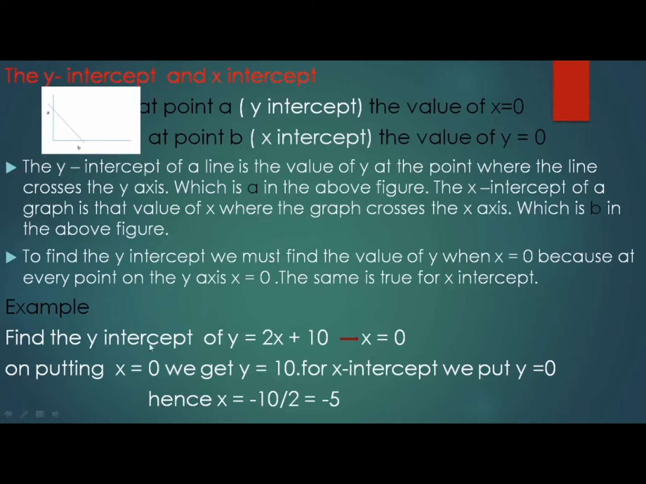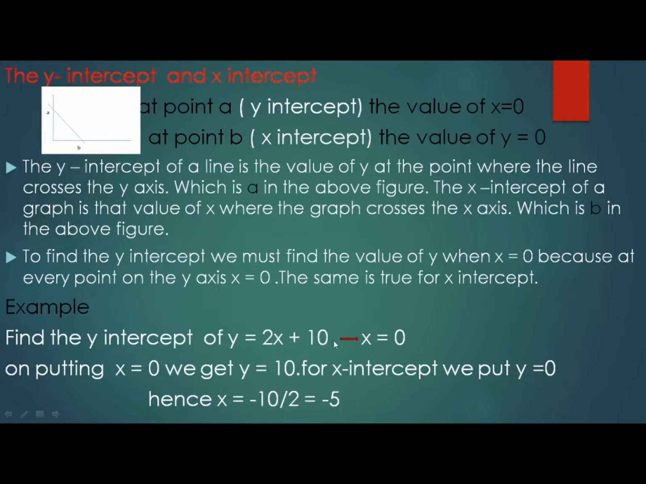Example, find the y-intercept of y equals 2x plus 10. To find the y-intercept, we know that at the y-intercept, x is 0. So we substitute the value of x with 0 here to get the value of y. If we substitute 0 here, 0 times 2 is 0, and therefore y equals 10. So the y-intercept is y equals 10.